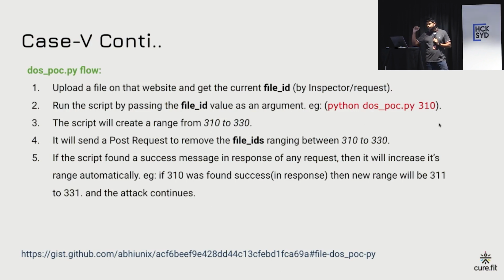And this script will create a range of 310 to 330, because I am using 310 here. So I'm just giving a range of 20 indexes, and then it will start sending the remove request to those file IDs from 310 to 330. And if any file ID is found to be valid and gets a success response, then it will automatically adjust from 310 to 311, and then again it will send those remove requests to file IDs from 311 to 331.